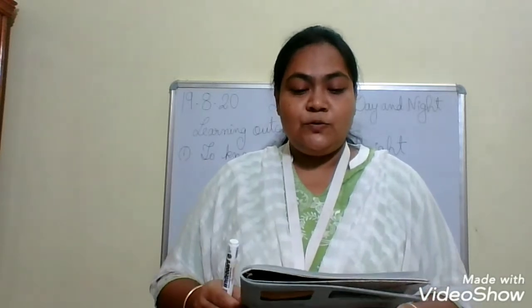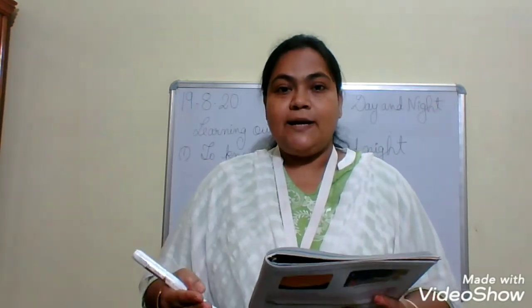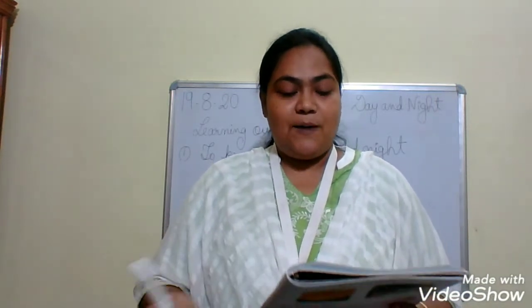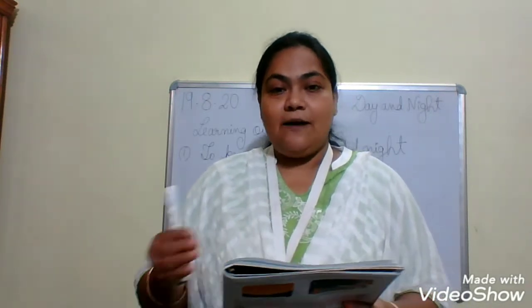Morning, afternoon and evening are the three parts of the day. What are the three parts of the day, children? Morning, afternoon and evening. Morning is the first part of the day. After morning comes the afternoon. Evening is the last part of the day. That is the third. It comes after the afternoon.